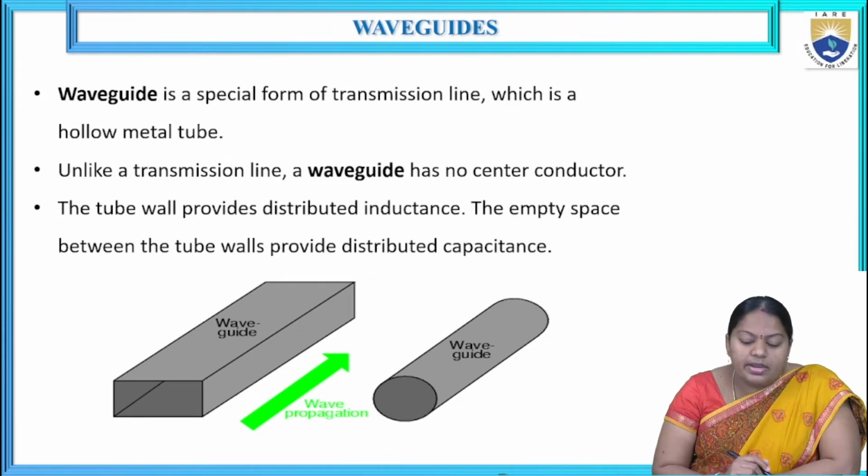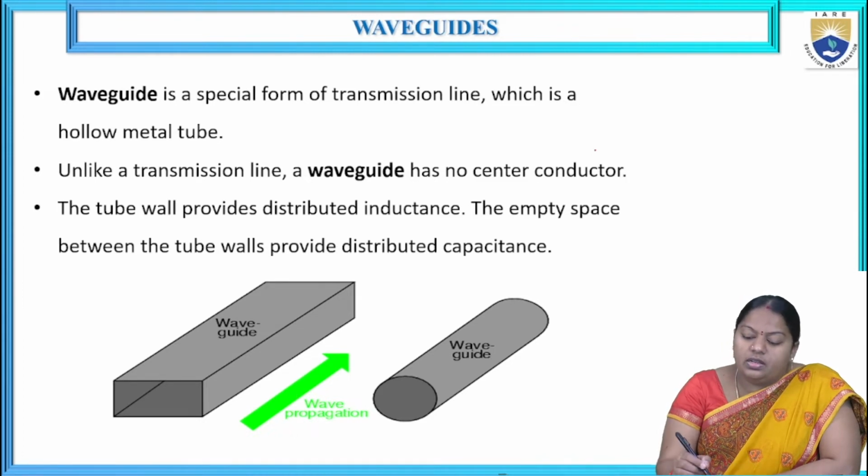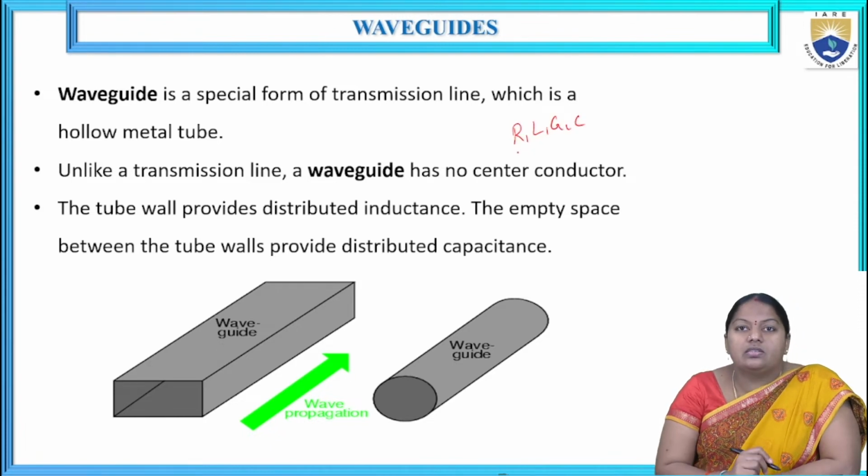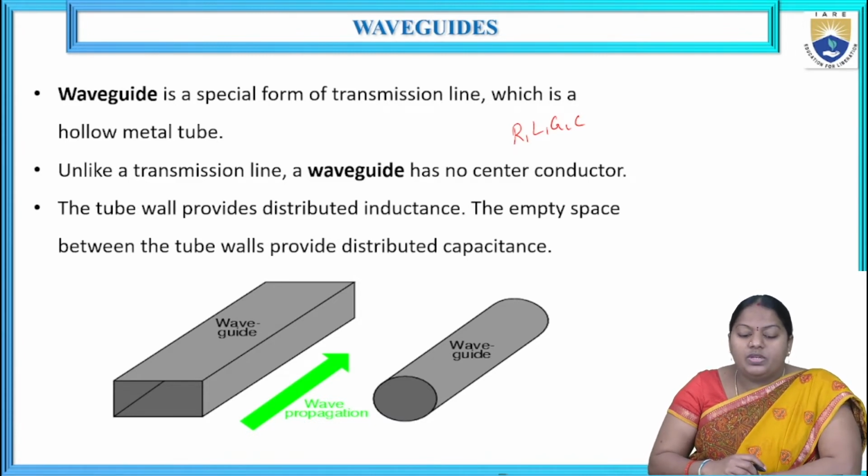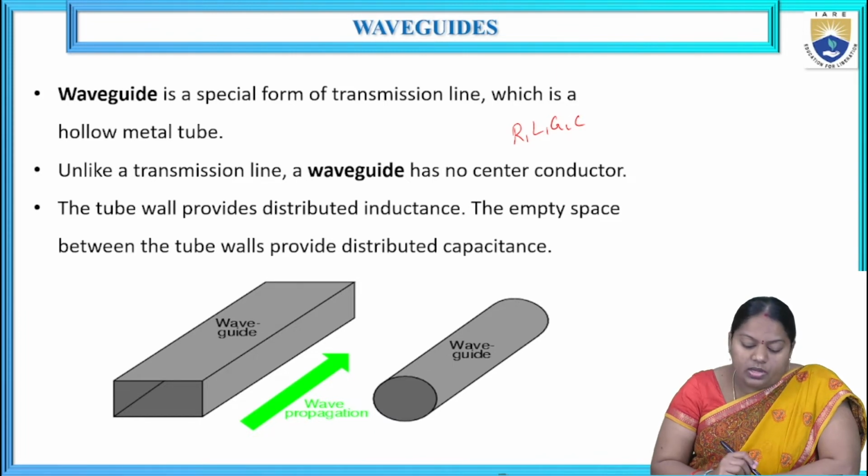Unlike a transmission line, a waveguide has no center conductor. The tube wall provides distributed inductance, and the empty space between the tube walls provides distributed capacitance. Basically, a transmission line has four primary constants: R, L, G, C, that is, resistance, inductance, conductance and capacitance. So waveguides are a special form of transmission line; here is the hollow metal tube type, and here is an example of the rectangular waveguide type.